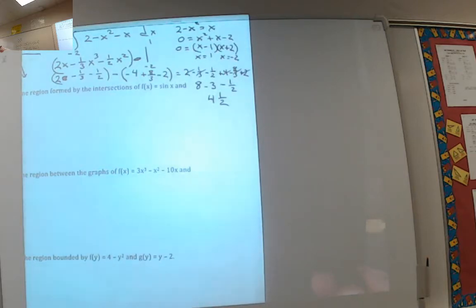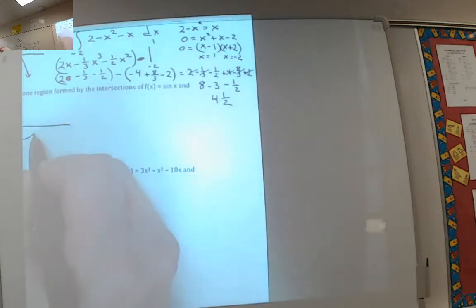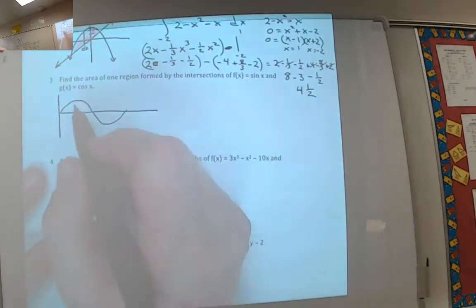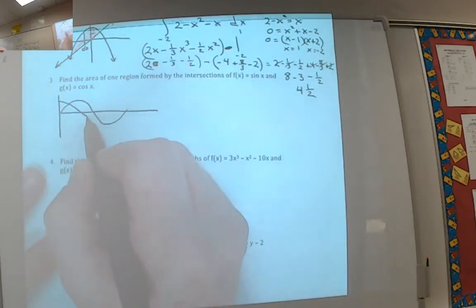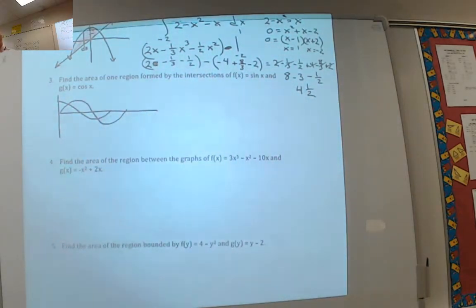Oh, we got sine and cosine. Find the area of one region formed by the intersections of f of x equals the sine of x. Trig, it's enough to make you mad. So here's sine. Here's cosine. Did you move your paper? This way? Does that work? So I'm looking at this part right here.